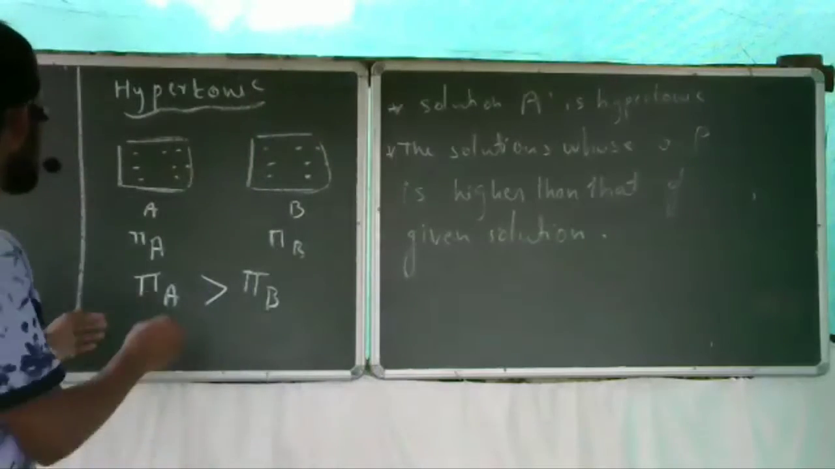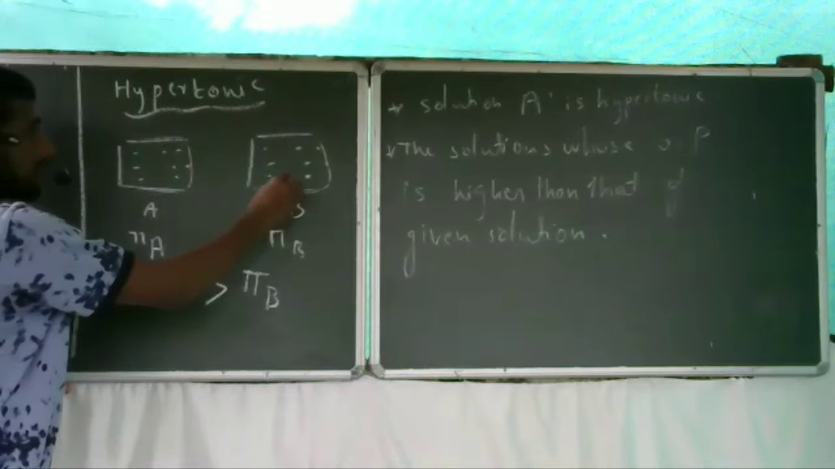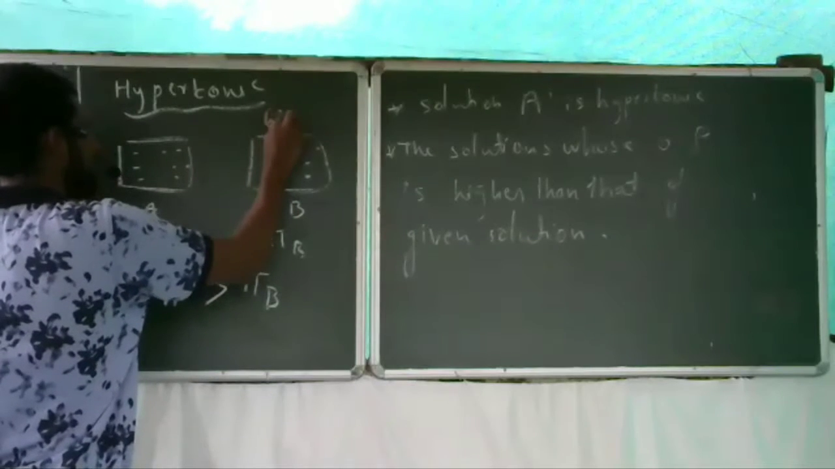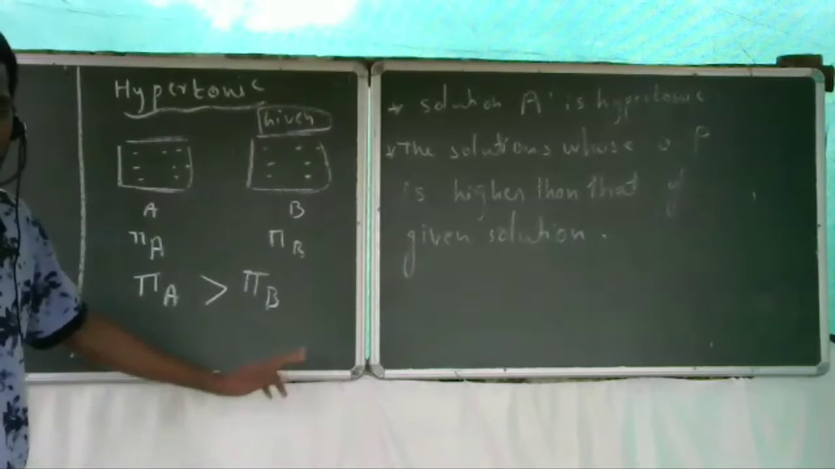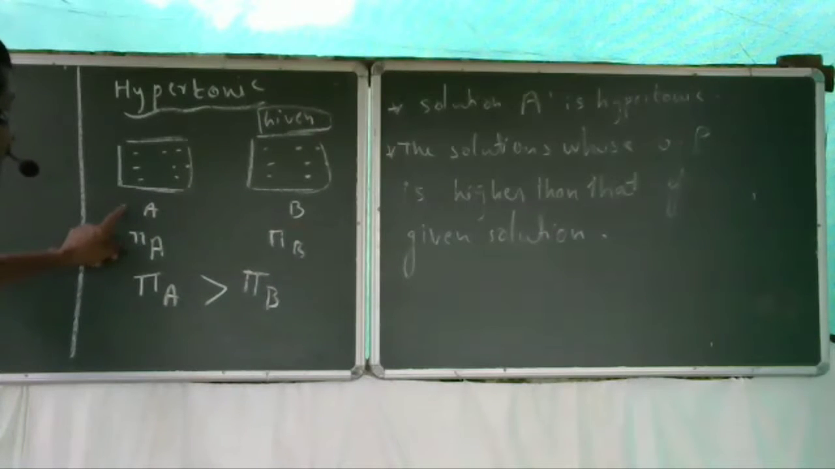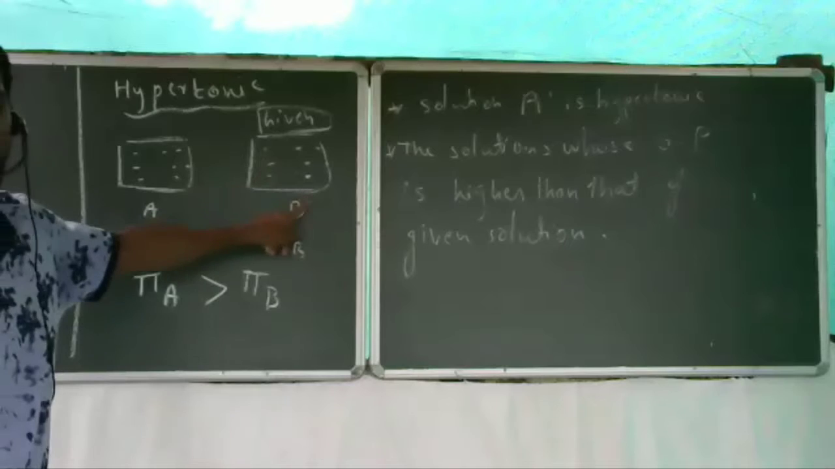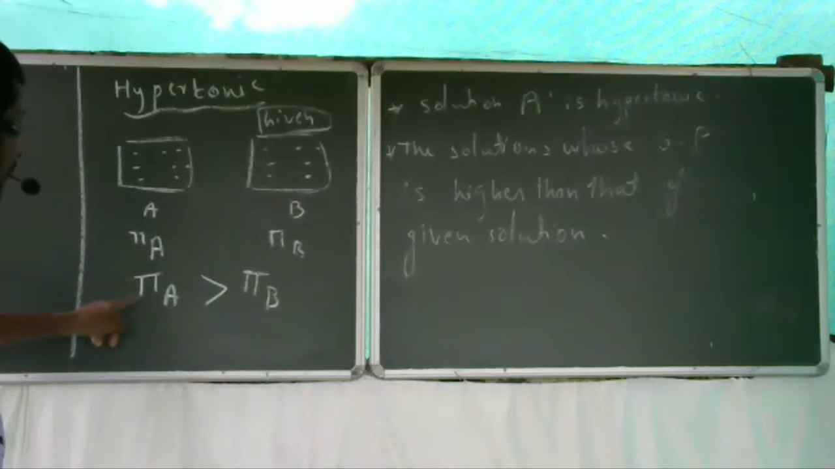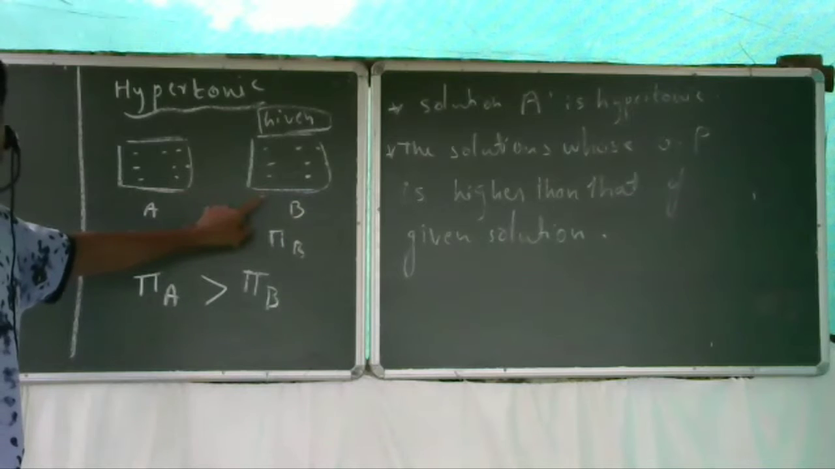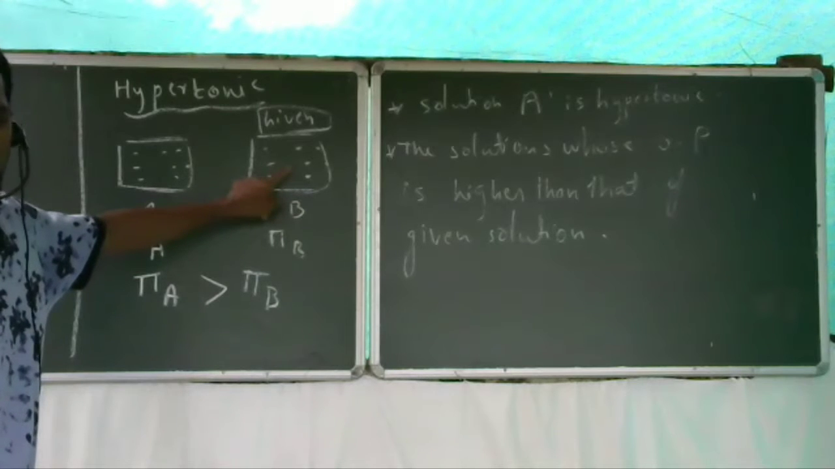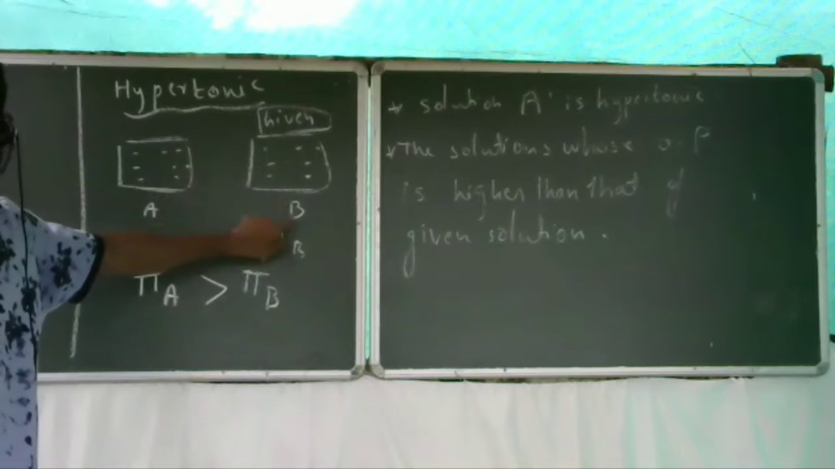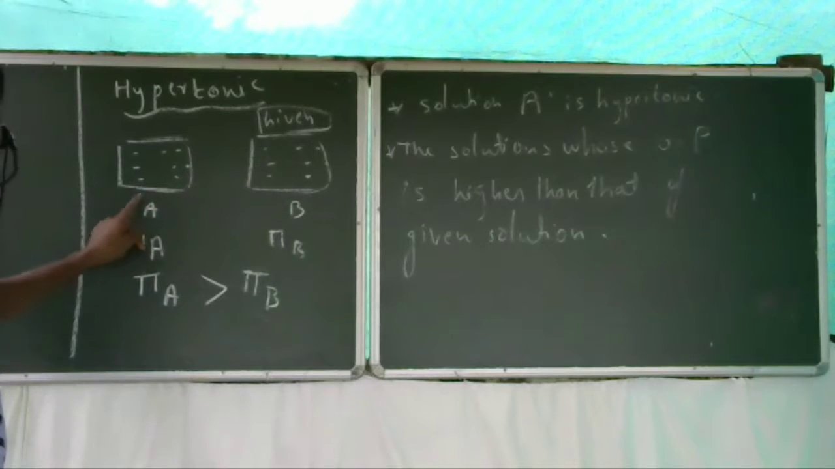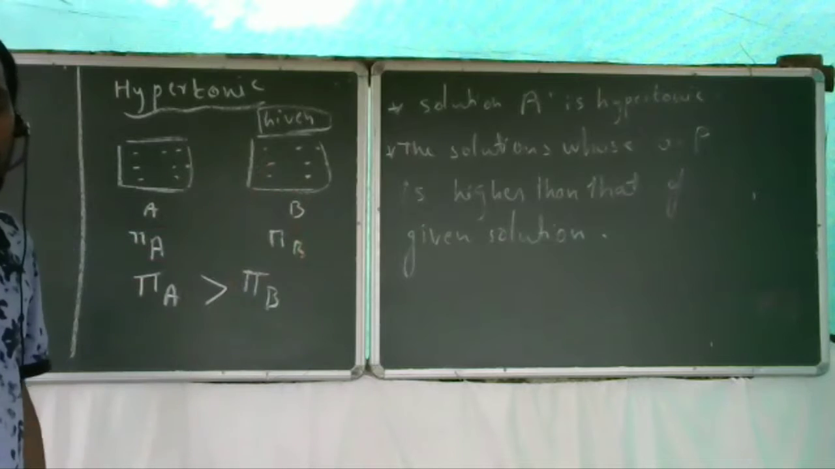Okay, so now we are considering this solution B as given. That is the given solution. Then you are comparing the osmotic pressure of A with B. Clearly we can observe the osmotic pressure of solution A is higher than that of the given solution. So solution A is hypertonic with solution B.